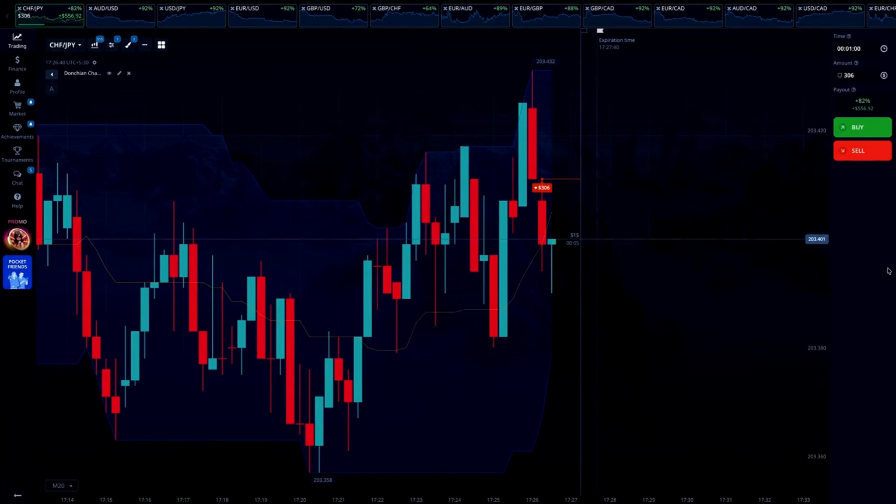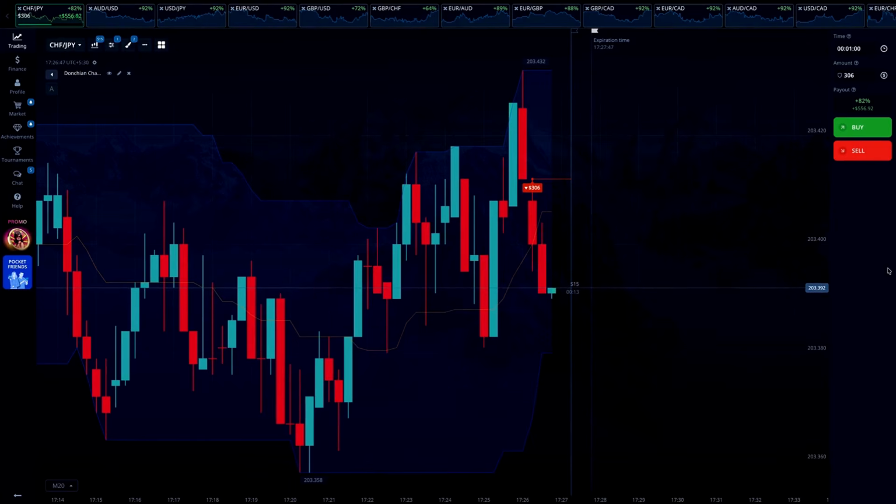Because of this rejection near the Donchian resistance level, I entered a sell trade at the open of the next candle with a 1-minute expiry. Now the important question is what happens next, because the market does not always move instantly after the entry. So let's watch how the trade develops.